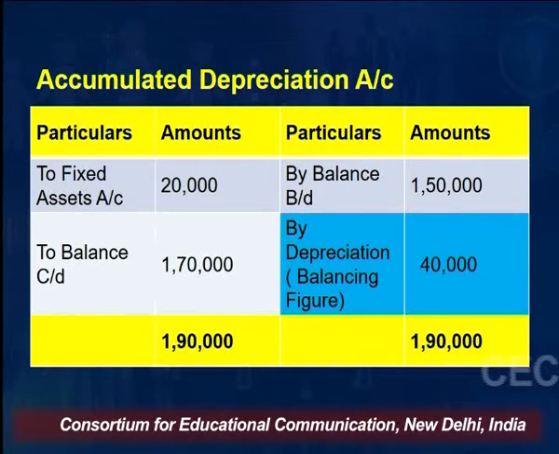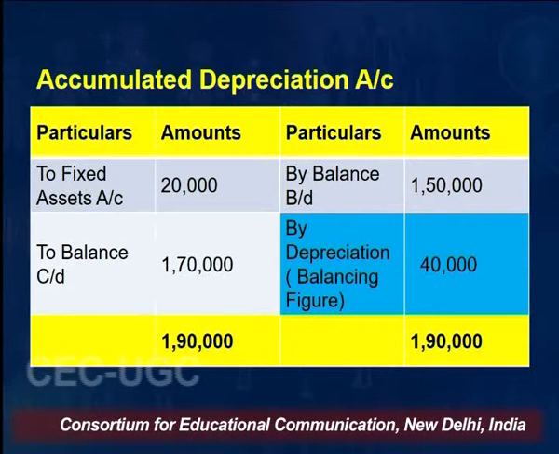I have passed an entry, accumulated depreciation account debit to fixed assets account. So we have to credit the fixed assets account because the value of the asset is now declining. So to fixed assets rupees 20,000 we have written, and we find the balancing figure of rupees 40,000 as an amount which must have been charged from profit and loss account on account of depreciation. So we have written here by profit and loss account, that is the amount of depreciation. Now this 40,000 will be used while calculating the cash flow from operating activities.